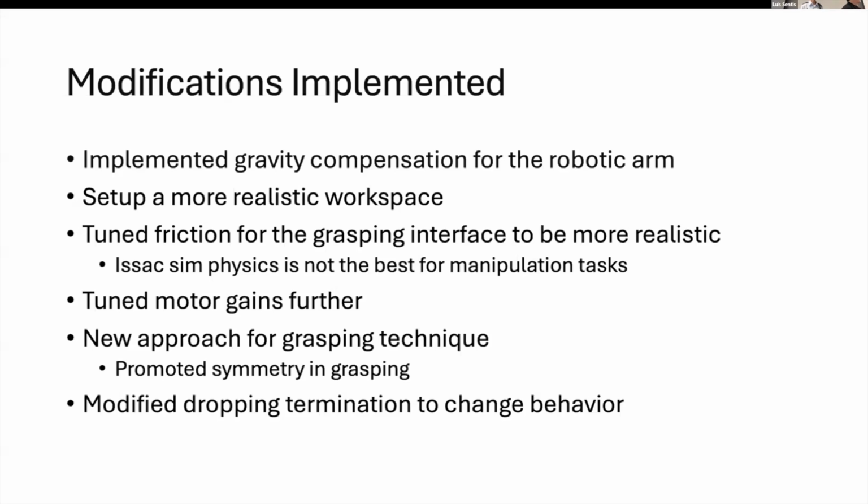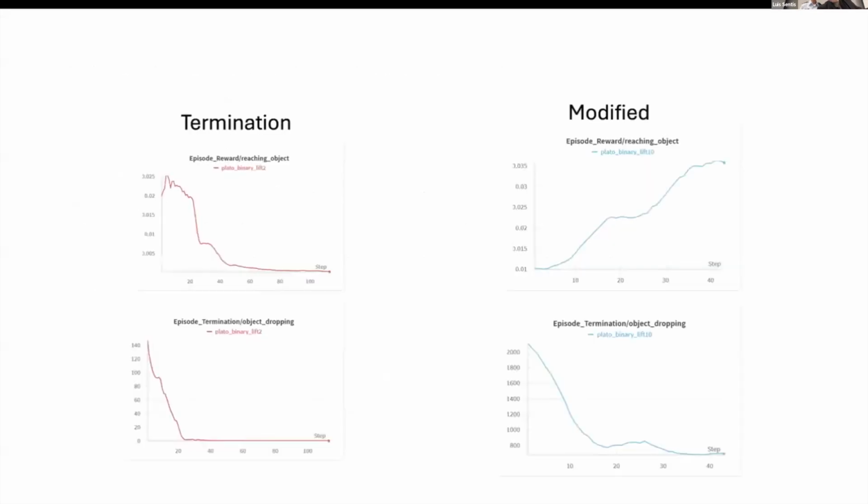And we tried a new grasping technique, specifically promoting symmetry in the grasp. So if you saw in the first video, we switched from a Jenga block to a cube because there's a couple of reasons behind this. First one, if we promote grasping symmetry, it's easier to transfer from sim to real, and also we are able to fine tune some other parameters more efficiently instead of having to worry about the very fine pinching motions, because we care about the entire trajectory, not just the pinching. And also we modified the dropping termination to change its behavior, which you can see in here.